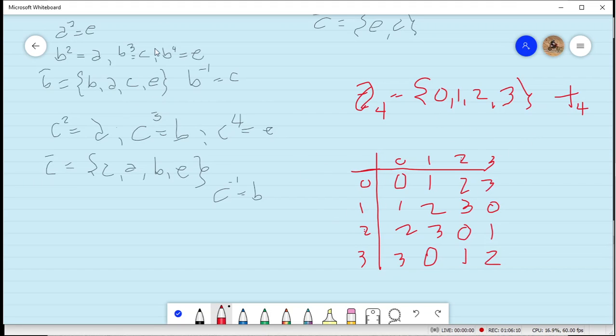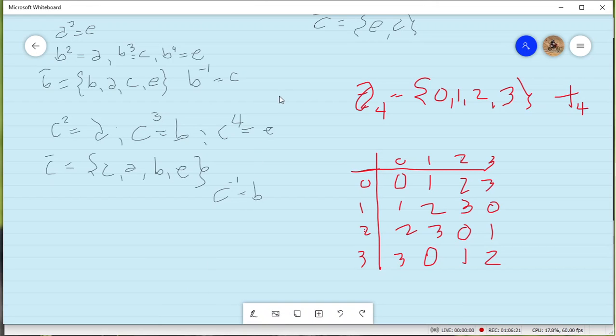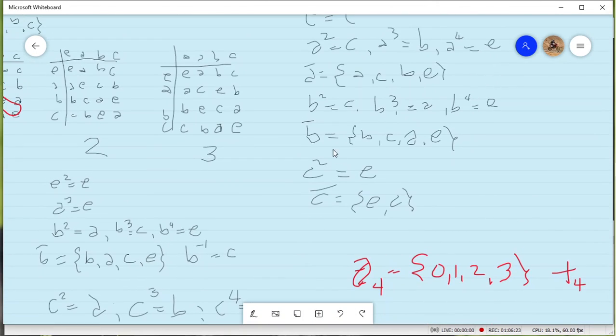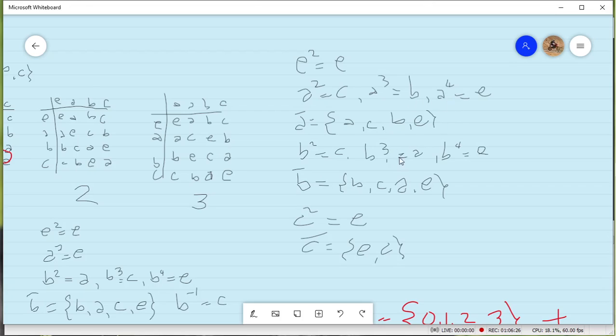So here in this table, A stands for the element 2, whereas B and C stand for 1 and 3. But for the other table, in this table, C plays the role of 2, and A and B play the roles of 1 and 3 for Z4, under addition modulo 4. Okay?